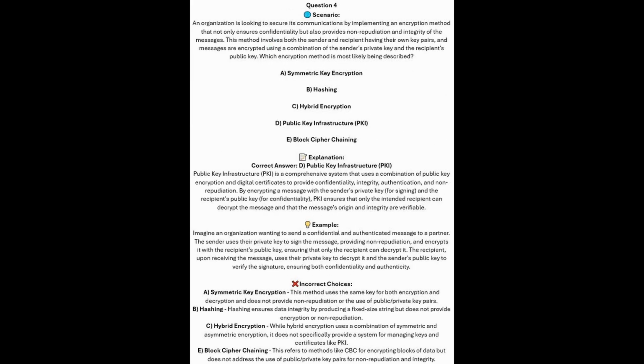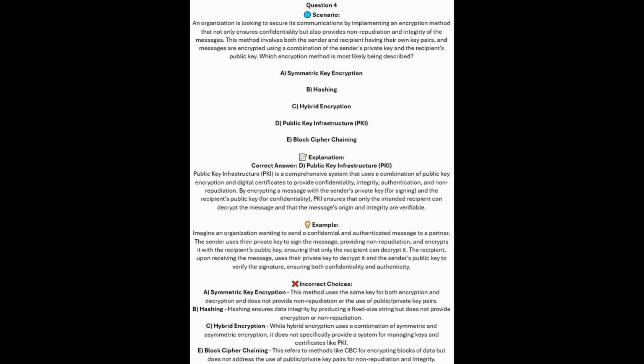And the correct answer is D. Public key infrastructure, or PKI. Public key infrastructure, or PKI, is a comprehensive system that uses a combination of public key encryption and digital certificates to provide confidentiality, integrity, authentication, and non-repudiation. By encrypting a message with the sender's private key for signing and the recipient's public key for confidentiality, PKI ensures that only the intended recipient can decrypt the messages and that the message origin and integrity are verifiable.